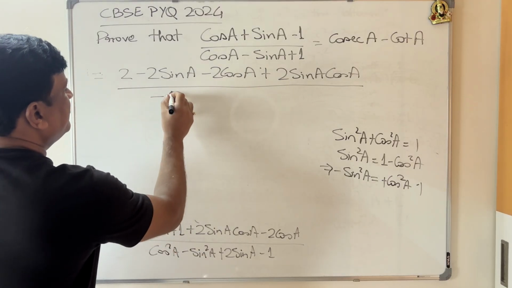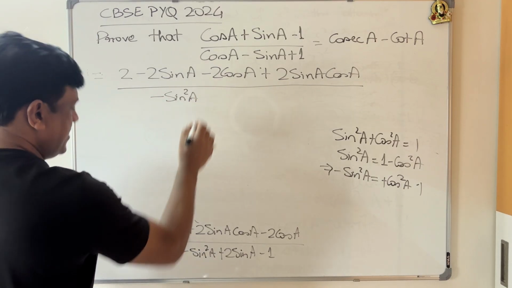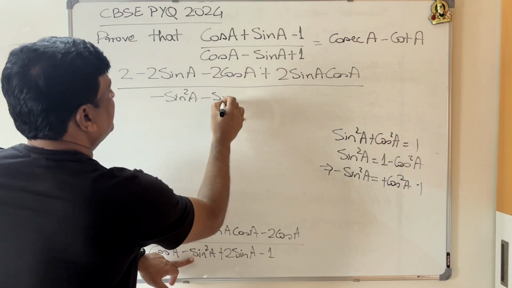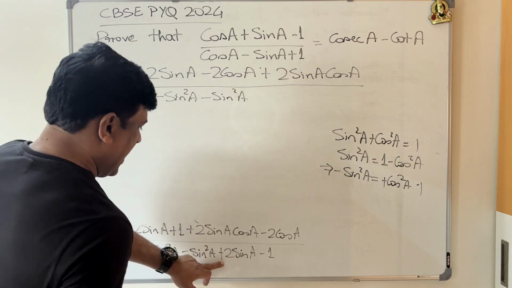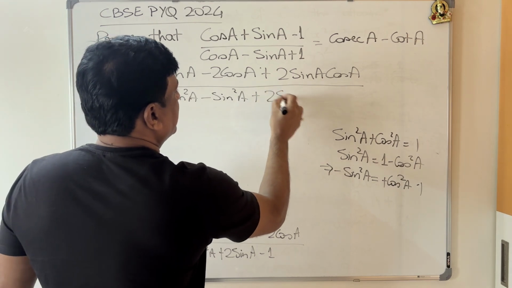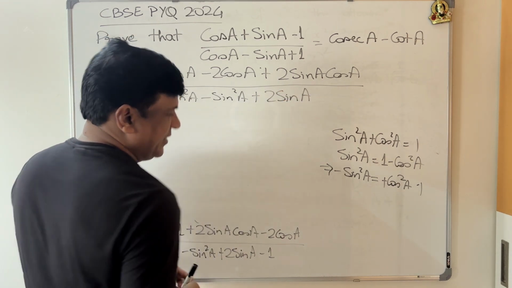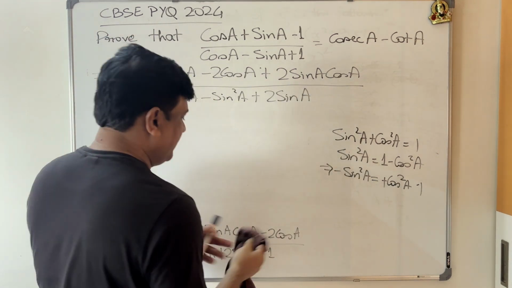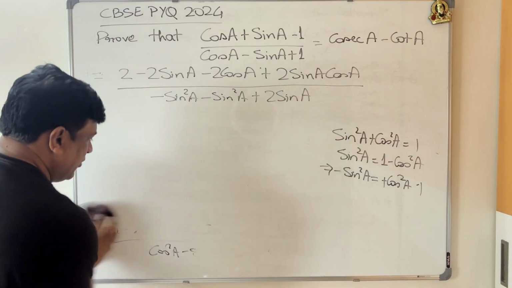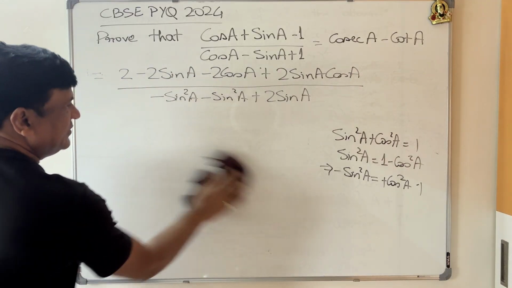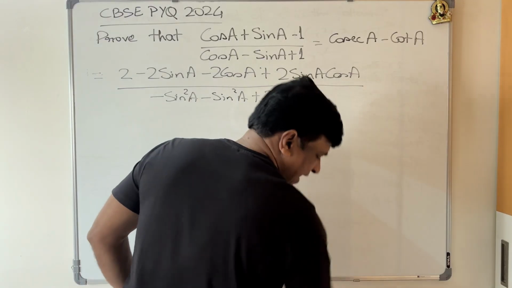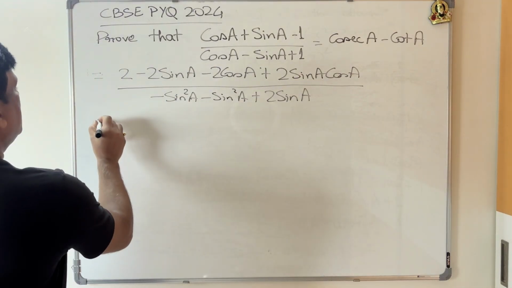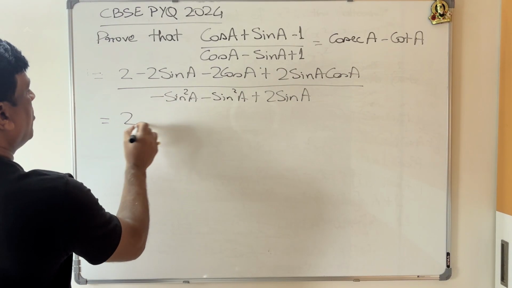So that becomes minus sine square A. I have another minus sine square A. Right? I have a plus 2 sine A over here. Okay? So that is what we get. Now look at the solution. So you have almost reached the fag end of the solution. Okay, so what I'm going to do, I'm going to take a 2 common.